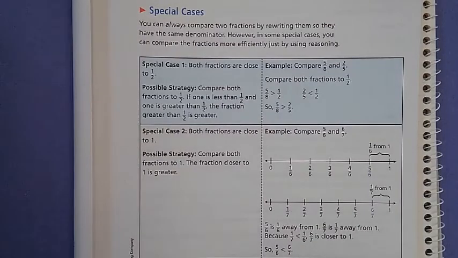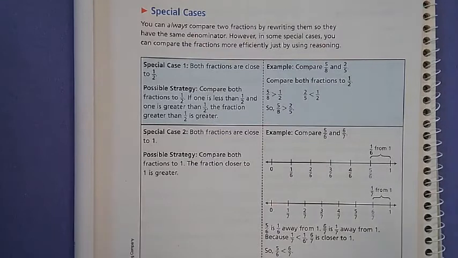This is the third part of lesson 1-4, and it's talking about special cases. I want you to pay attention to the top of this. It says you can always compare two fractions by rewriting them so you have the same denominator. So that's using those multiples and creating like denominators so then you can compare the numerators. Those are very easy to do.